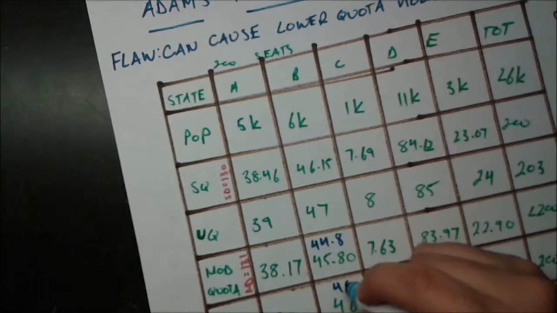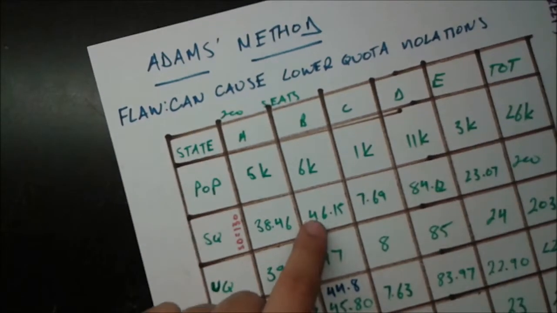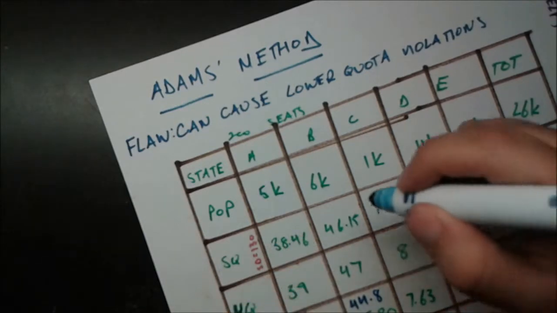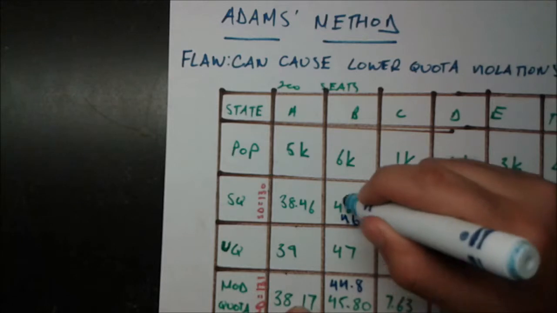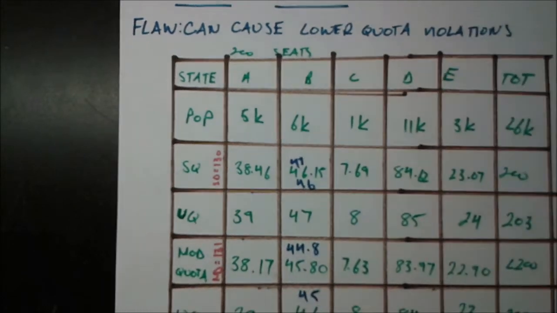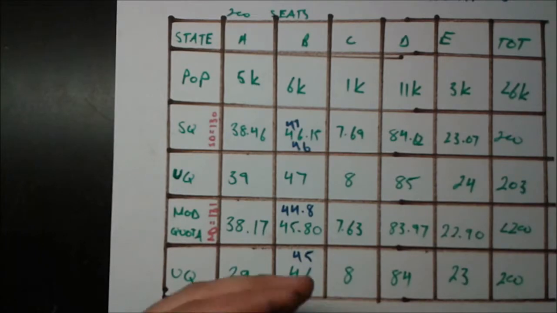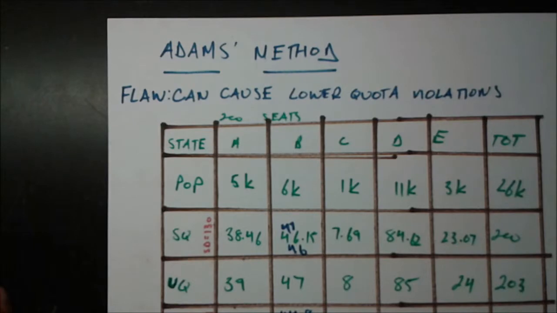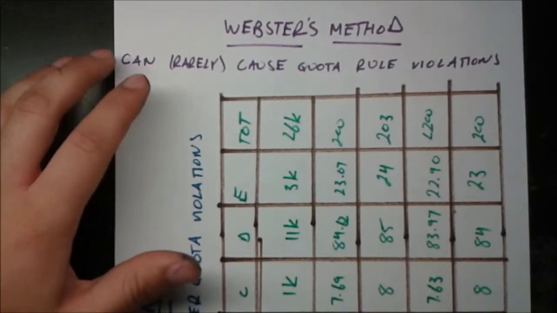Now, what would the upper quota be? It would be 45. But using Quota Rule, what does Quota Rule say? Since the standard quota is 46, Quota Rule says that the number of seats that state B should be given should be between 46 and 47, but we gave it 45 seats. So this is a lower quota violation. We're giving it a number of seats that's lower than its lower quota. So basically, Adams' method, Jefferson's method, neither is better. They're just opposites. One can cause lower quota violations, one can cause upper quota violations. So now by far, the best method we're going to go over is Webster's method.